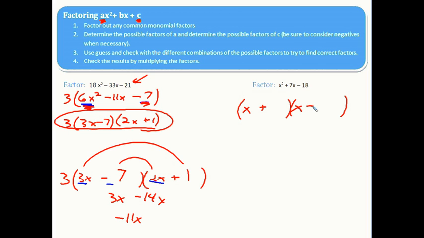And we have a few options for getting negative 18. We could have 1 and negative 18. We can have 2 and 9. Or we can have 6 and 3. Now these we can do a little quicker, because how do we get this 7x?